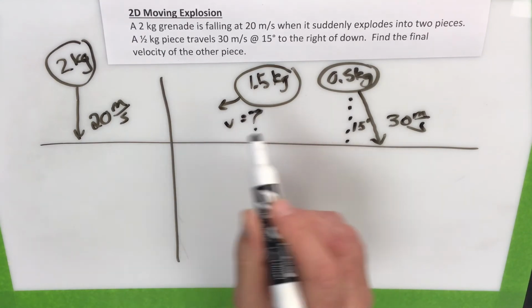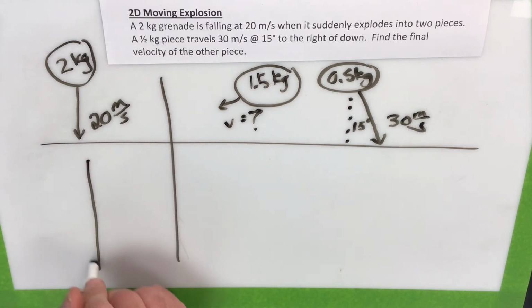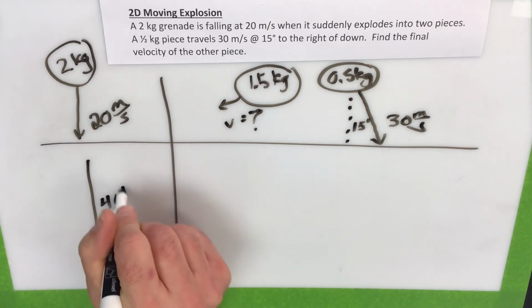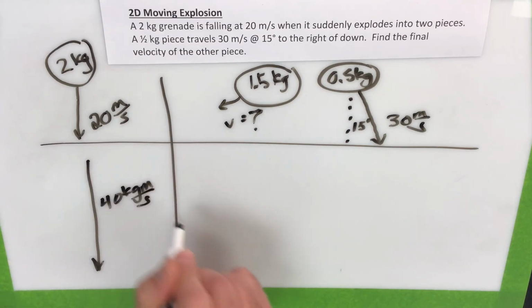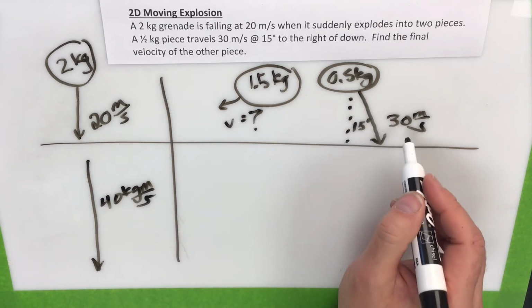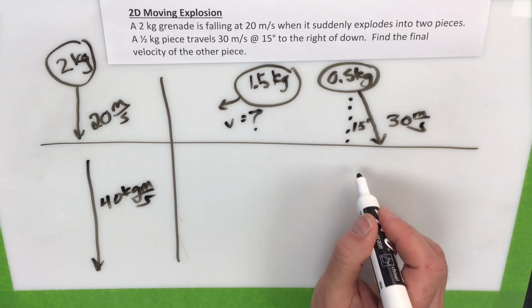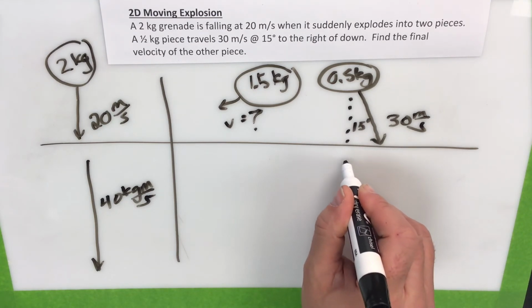So let's make this thing visual. This is 2 times 20 is 40. 40 straight down, 40 kilogram meters per second. And then this one over here, this is what I know, so you work with what you know. Half times 30 is 15. So what I'm going to do is make a component triangle for the momentum.